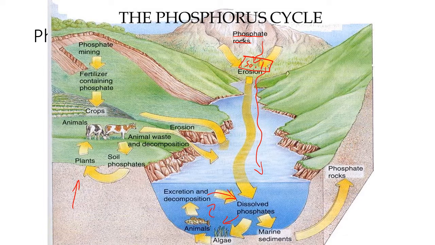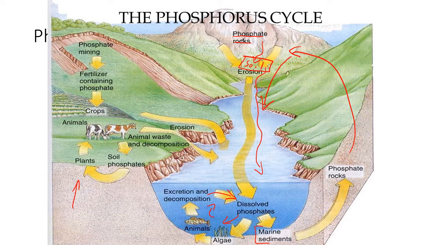But the phosphates can get trapped in marine sediments. So as successive layers of organic matter settle to the ocean floor or the lake bottom, they can get covered with sediment, and that phosphorus from living things can get trapped in that sediment and eventually form phosphate rocks, which can uplift due to tectonic activity over geologic time and then erode out once more. Okay, so that completes the cycle.